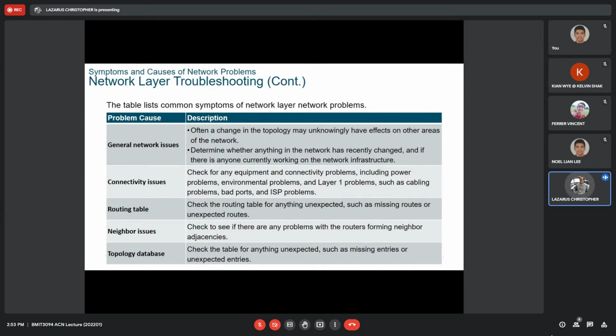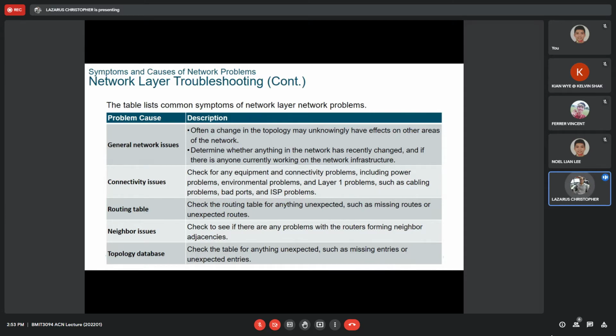If it's connectivity issues, you need to check power, environmental problems, and Layer 1 problems. These are physical: cabling problems, bad ports. Maybe simply it's not your network. Maybe the ISP is down. You can also call them to see whether there's any problem at your particular port at the ISP site.